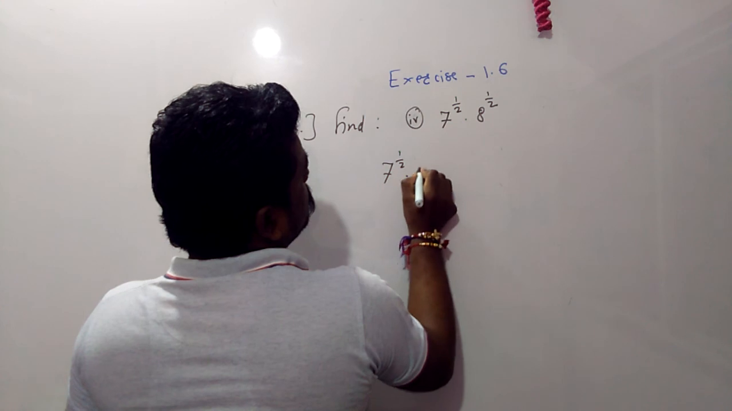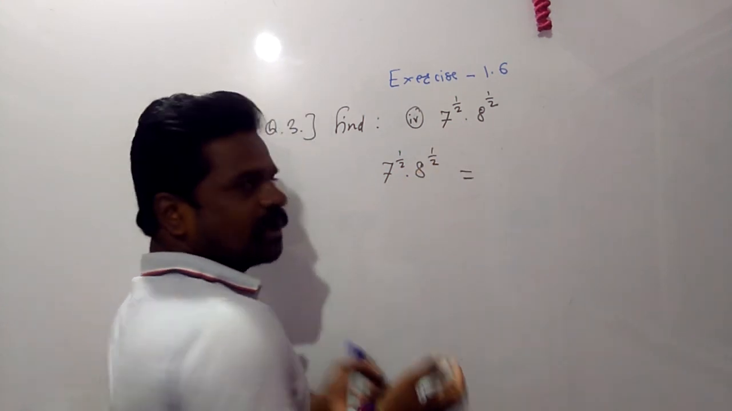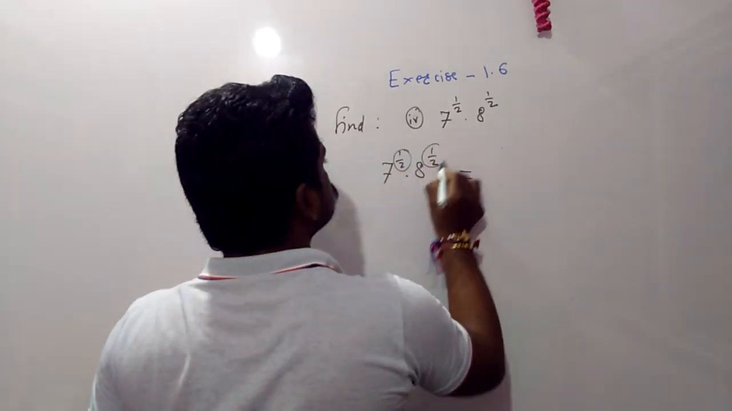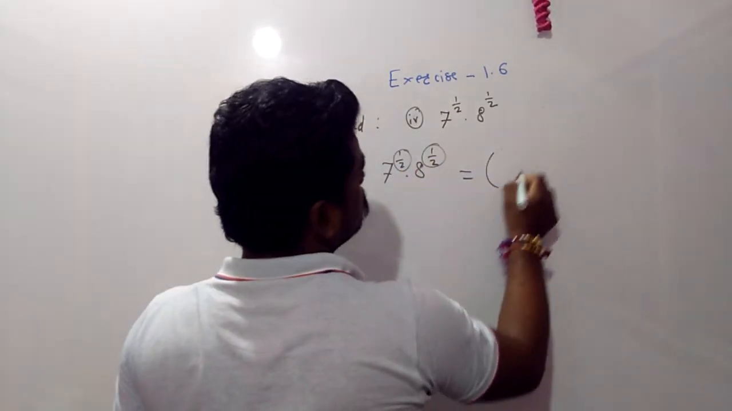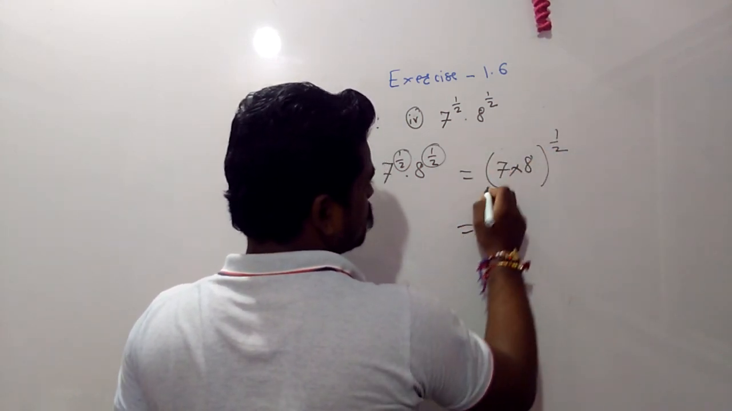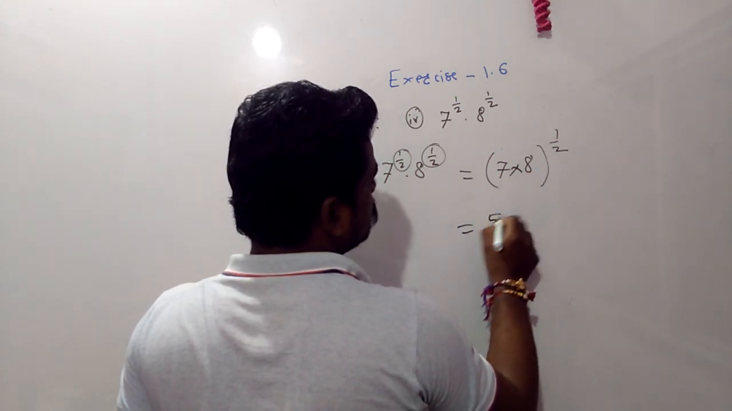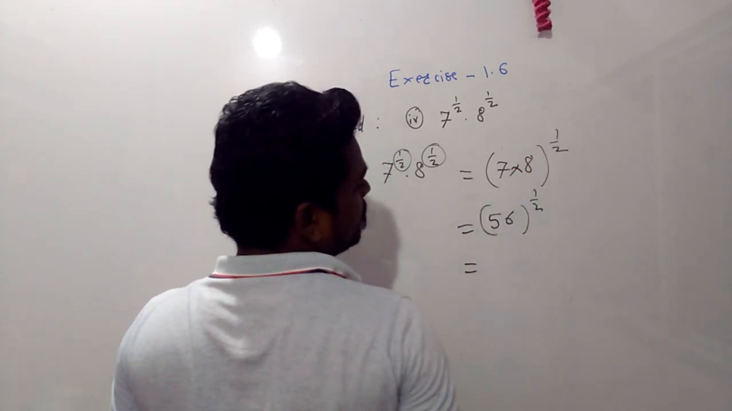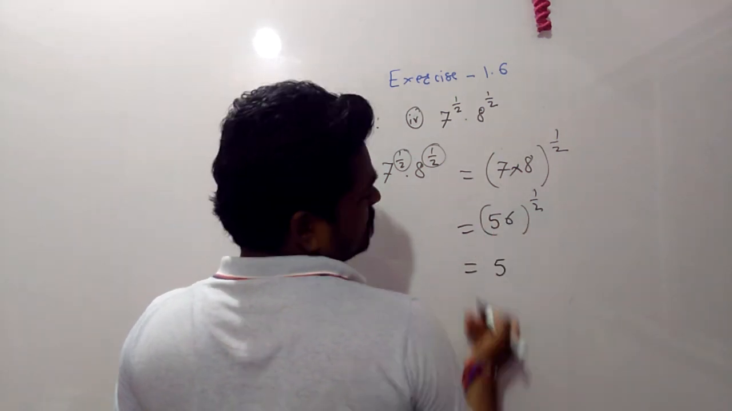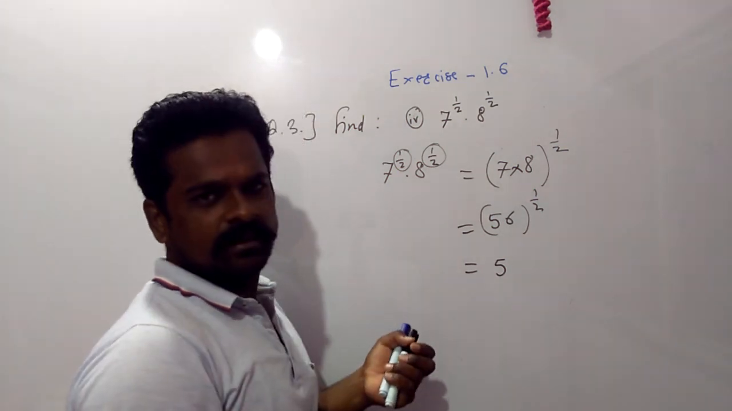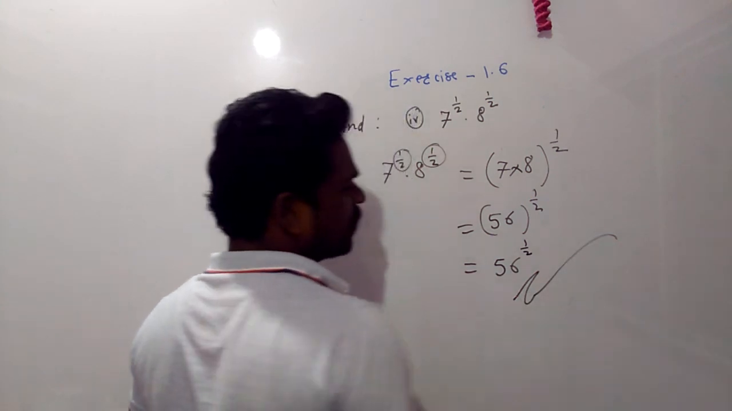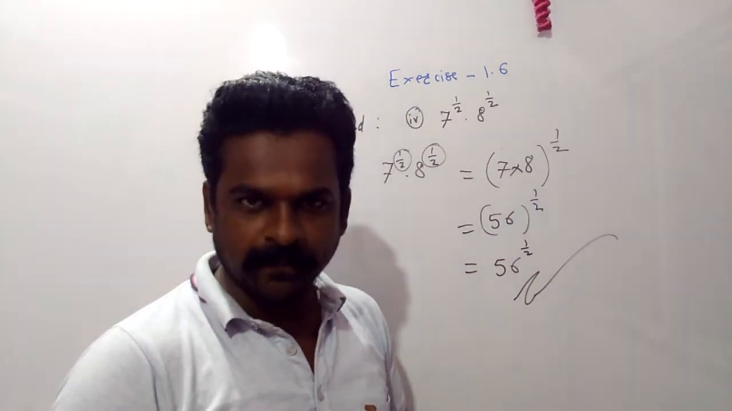So 7 raised to half into 8 raised to half is equal to, now see what is common. Is the base common or the power common? Here the power is common, this is half. So we can take this common power outside the bracket, with 7 into 8 inside. So 7 8s are 56, 56 raised to half. Now, whose square root is this 56? No, 56 is not a complete square, so we will keep it as it is, 56 raised to half, and that will be your answer. Finish. Okay, thank you.